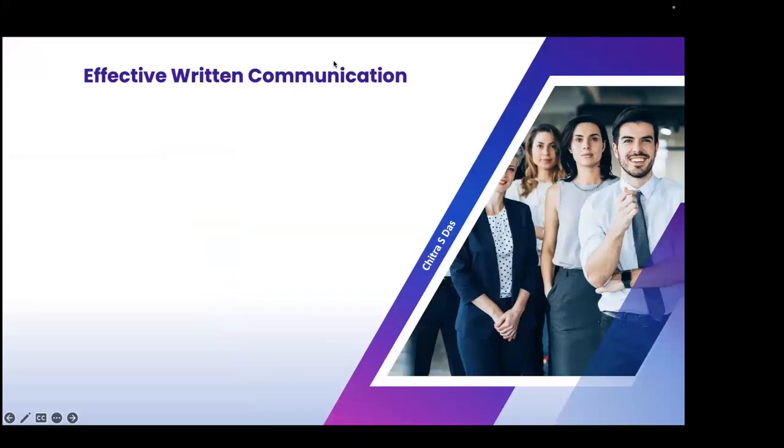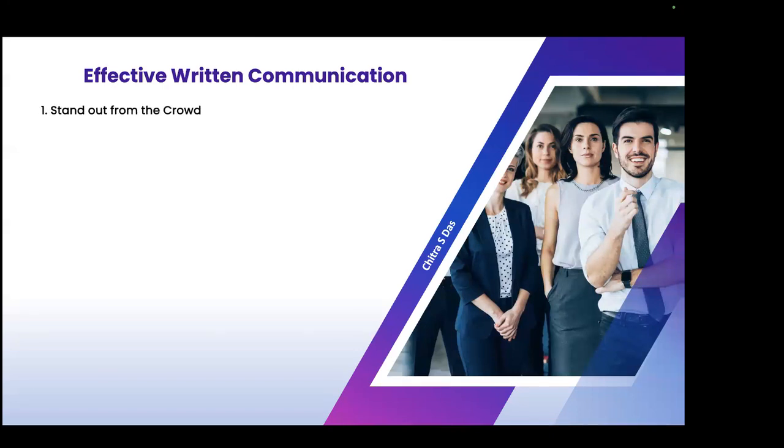Next is effective written communication. How we come across as a person through written communication is very important for building relationships, getting business deals done, and getting promotions or increments. Most of the time, if you're working in a corporate or IT company, a lot of the communication is written.